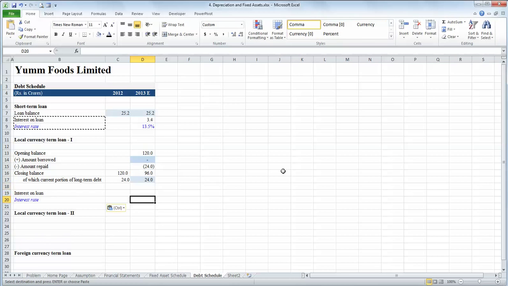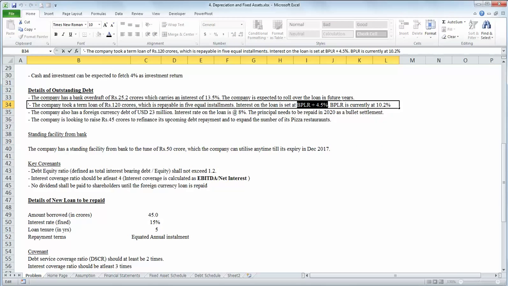The next aspect is to calculate interest on this loan. The interest rate on this loan is slightly tricky because, as defined in the problem, it has two components, namely the BPLR and the spread over and above the BPLR of 4.5%. The spread again may change, increase or decrease as the company's credit situation worsens over a period of time. But this being a term loan, such a restatement might not be possible because it may happen for a short-term loan but not for a term loan.